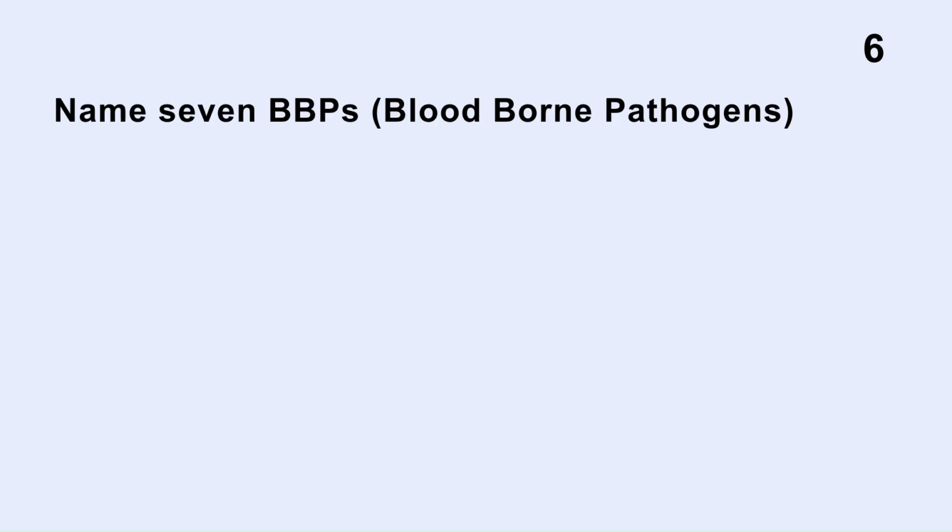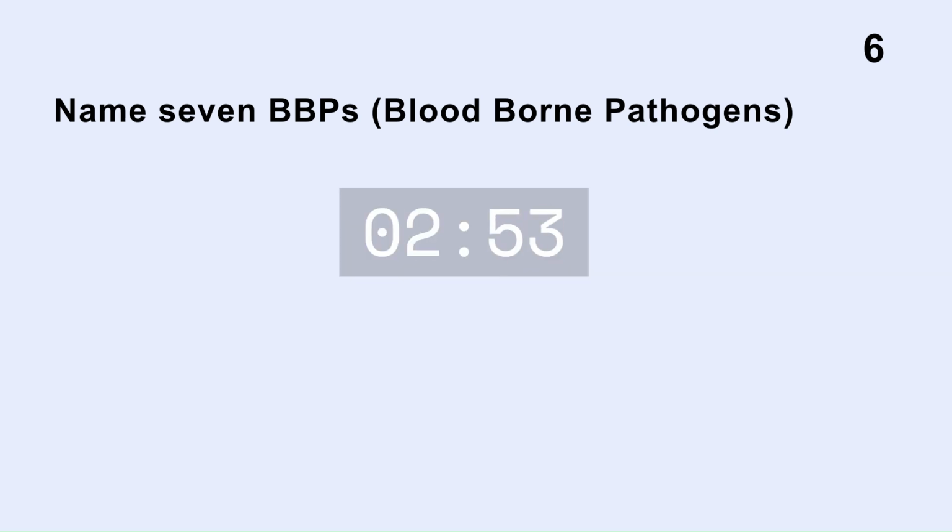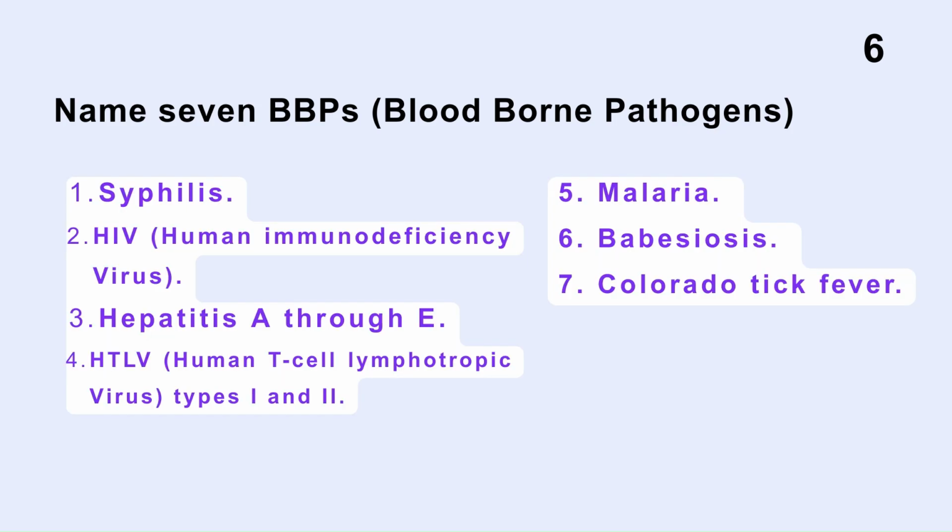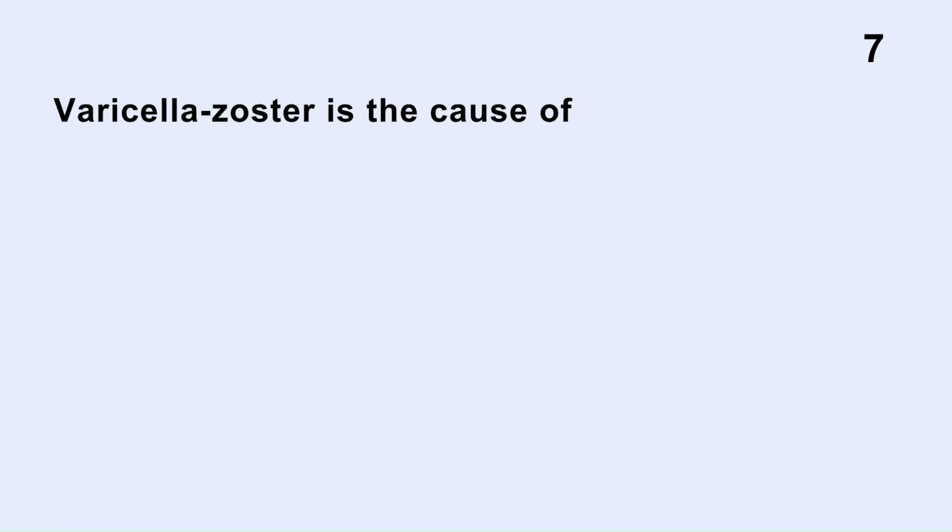Number 6. Name 7 BBPs, blood-borne pathogens. 1. Syphilis. 2. HIV, human immunodeficiency virus. 3. Hepatitis A through E. 4. HTLV, human T-cell lymphotropic virus, types 1 and 2. 5. Malaria. 6. Babesiosis. 7. Colorado tick fever.